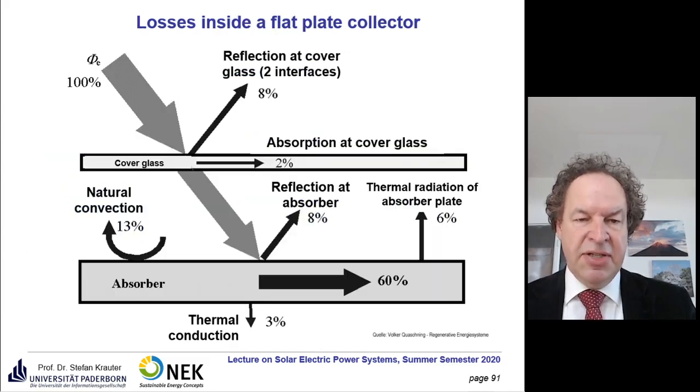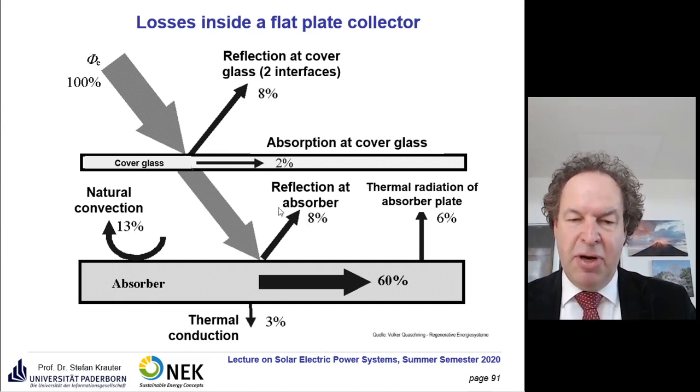Here you see it again. Just as I mentioned, 8% means that both losses are 4% here and 4% here, absorption 2%, reflection at the absorber it's not 6%, 8%. It depends on the quality of the manufacturer and so on. And here the thermal radiation and the thermal conduction, and here 13% for the natural convection.